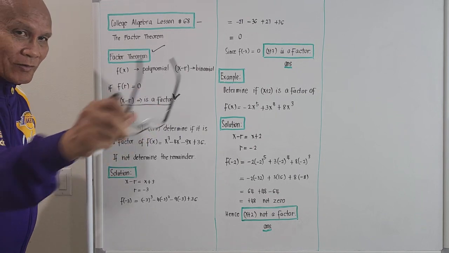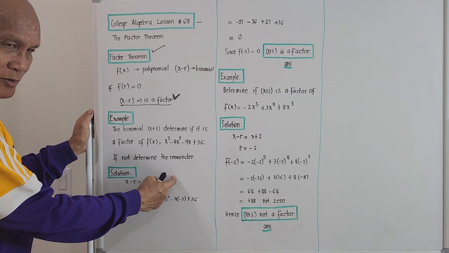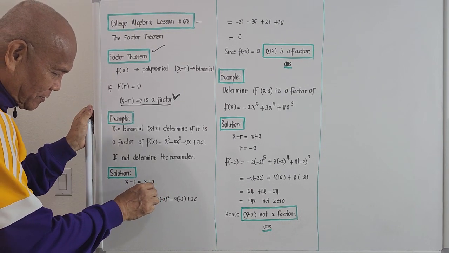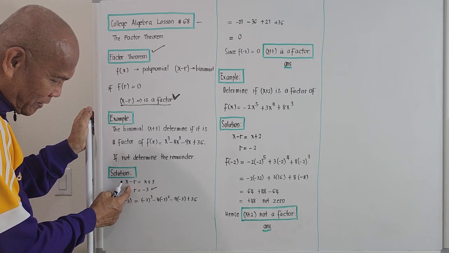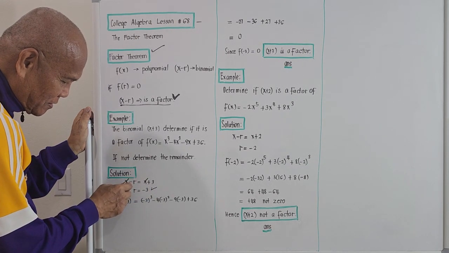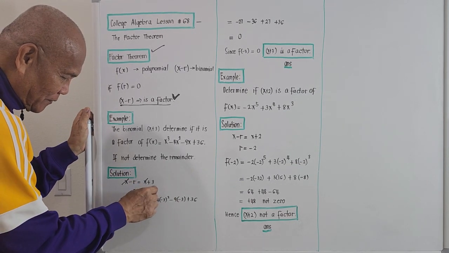Okay, I will try to remove my glass. x minus r is equal to x plus 3, okay? r here will be equal to negative 3, right? Because negative r will be equal to plus 3, because this x here cancels with this. Multiplying both sides by negative 1, r now will be negative 3.